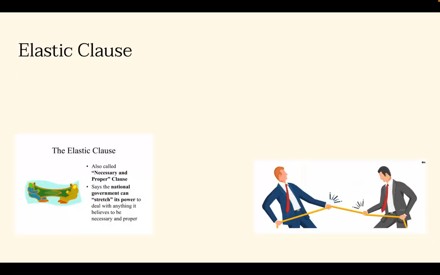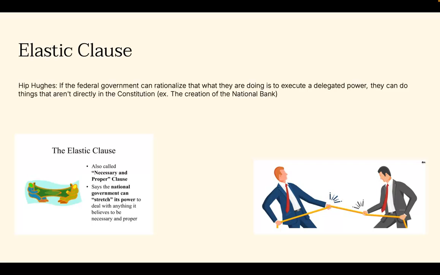Next, we have the Elastic Clause, and this is the necessary and proper clause. It grants the Constitution the power to make laws necessary and proper for carrying out the explicitly listed powers. And something that interested me in the Hip Hughes video is if the federal government can rationalize what they're doing to execute a delegated power, then they can do things that aren't directly in the Constitution. So an example was the creation of the National Bank.